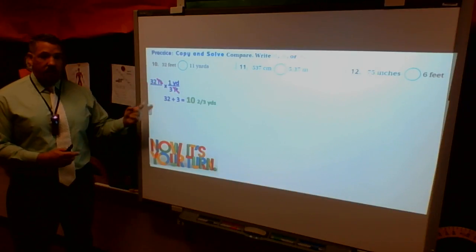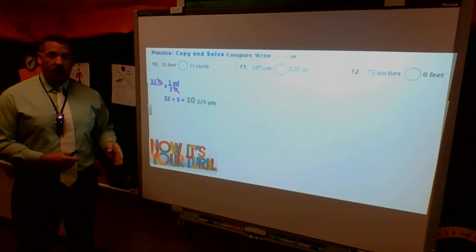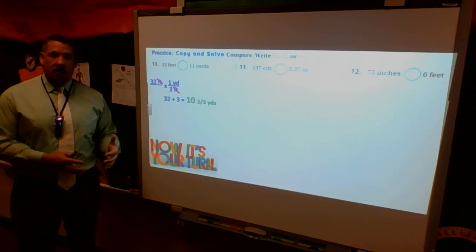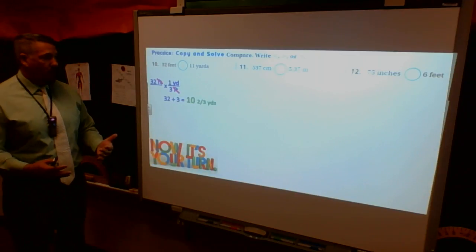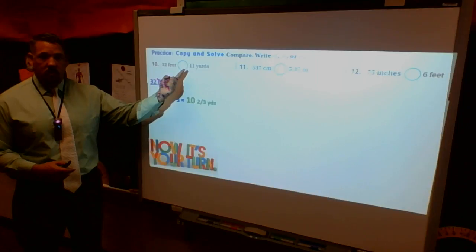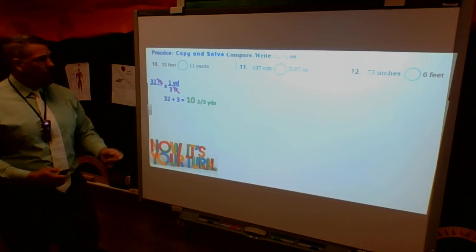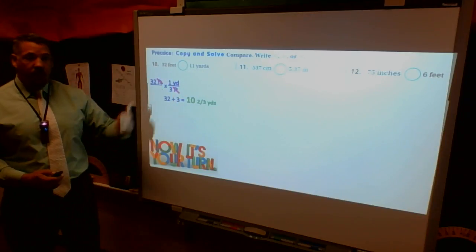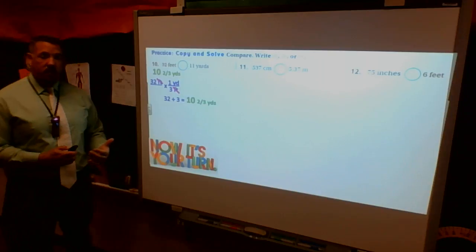So that leaves me with 32 divided by 3. When I divide 32 by 3, I'm just going to make it a mixed number. 10 2/3 is what I had left. 10 2/3 yards compared to 11 yards. So I know that's smaller. If I wanted to, I could have changed my yards into feet. It just really depends on which one you are the most comfortable doing.